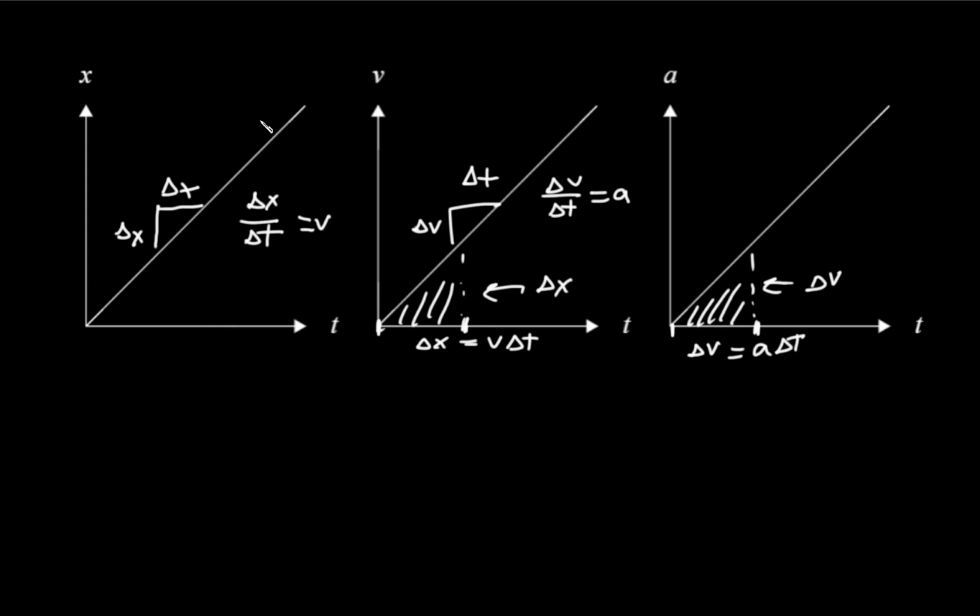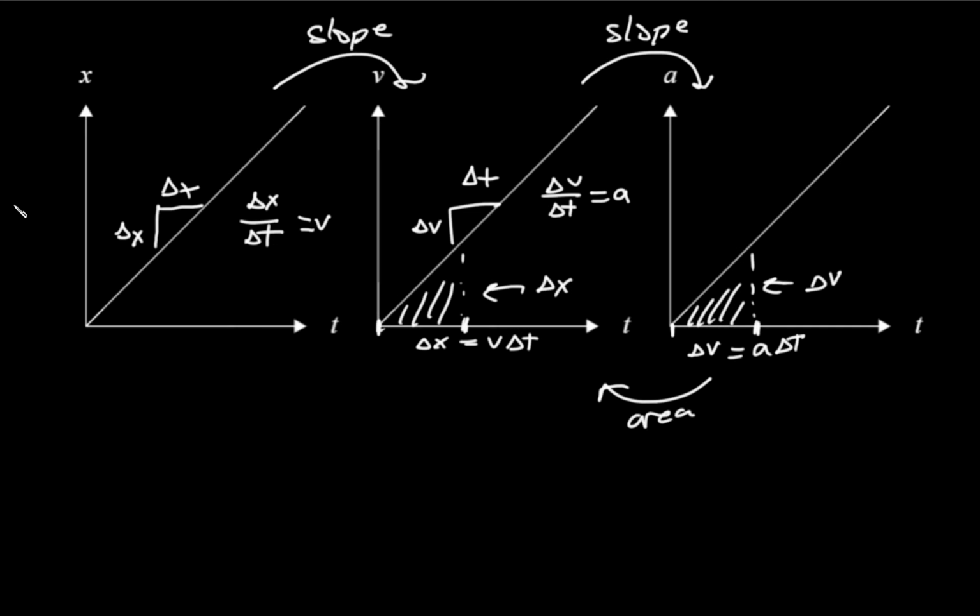So the slope of a position versus time graph will get you velocity, and the slope of a velocity versus time graph will get you acceleration. The area of an acceleration versus time graph will get you change in velocity, and the area of a velocity versus time graph will get you displacement.